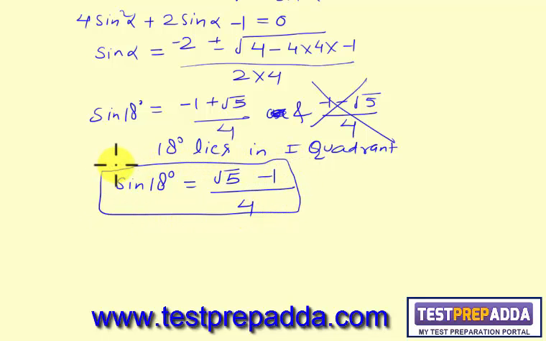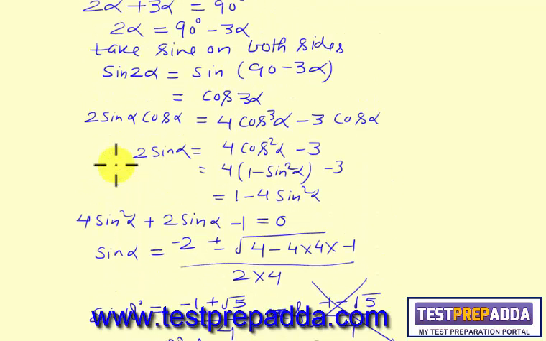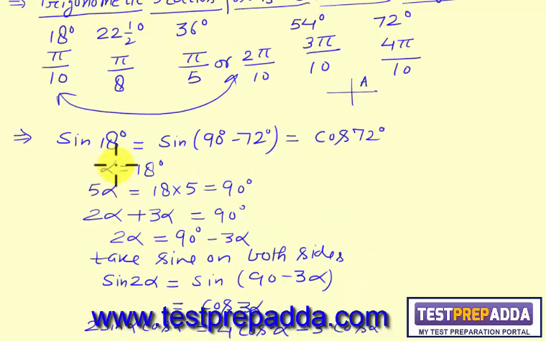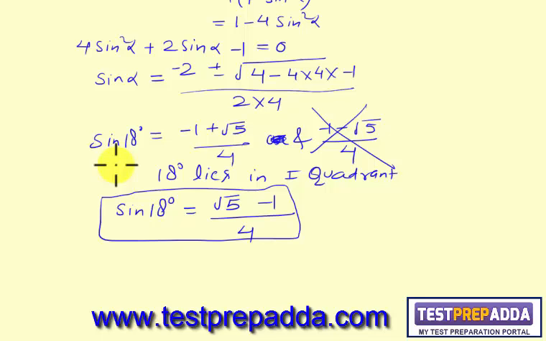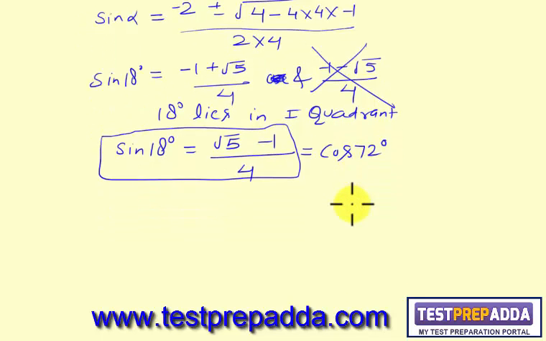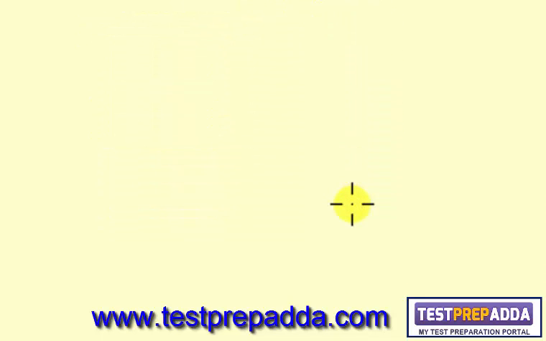A very interesting angle. Sine 18 degree is equal to root 5 minus 1 by 4, and the same will be the value of cos 72 degree. Now I'll try to find the value of cos 18 degree.